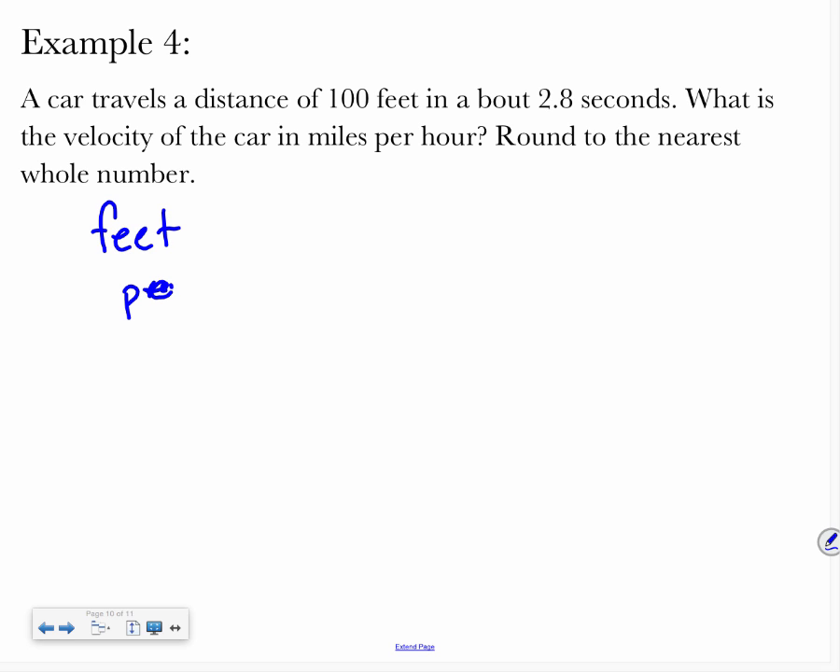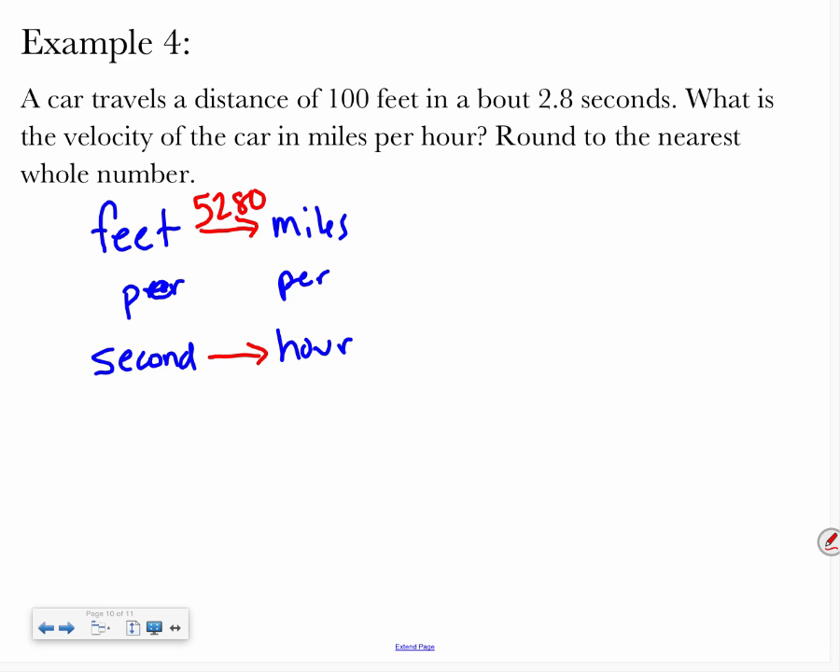per second to miles per hour. The reason I do this is so I can see what units I'm converting. I convert distance to distance, so feet to miles. I'm not going to convert feet to hours, right? So that's why I put them on the same level. So feet to miles. How many feet are in a mile? 5,280 feet are in a mile, okay?